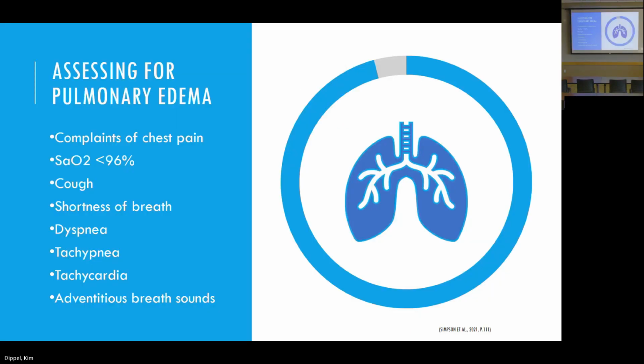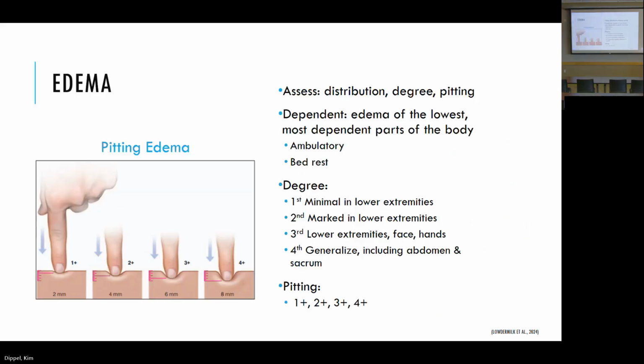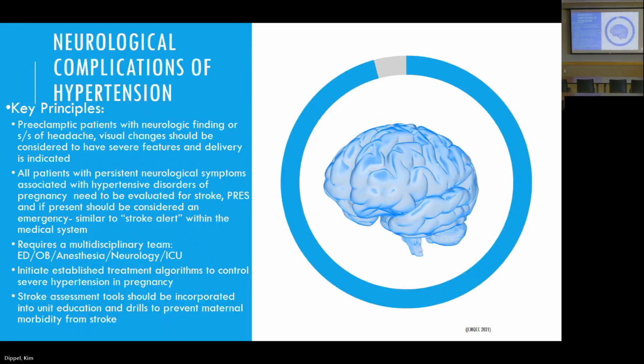So we want to assess for pulmonary edema if they complain of chest pain. Again, look at that O2 sat, increase in respirations and tachycardia, shortness of breath, and if they have any cough. This is an example of edema. I think you all know, first, second, third degree, fourth degree pitting edema. And then neurological complications of hypertension. Really, the key principle is that preeclamptic patients with neurological findings, such as headache, visual changes, they need to be considered to have severe features. And if they're pregnant, perhaps delivery is indicated once that is investigated.